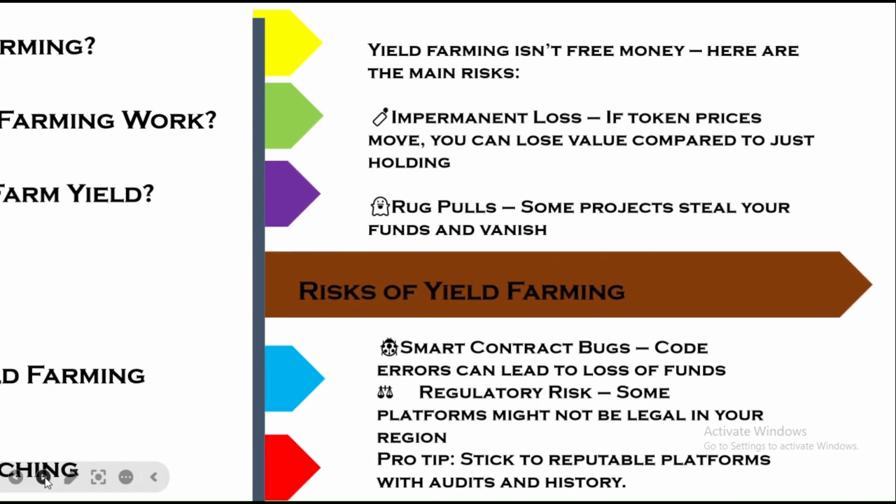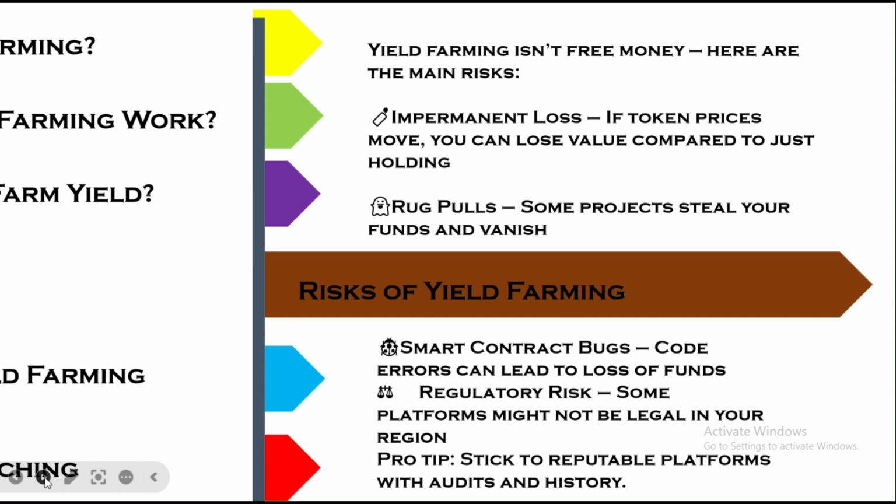Next thing about yield farming: the risks behind yield farming. Yield farming isn't free money. So here are the risks. Impermanent loss. If token prices move, you can lose value compared to just holding. When the value of tokens goes up or down, it also affects the profits you're going to make. Rug pulls. Some projects steal your funds then vanish.